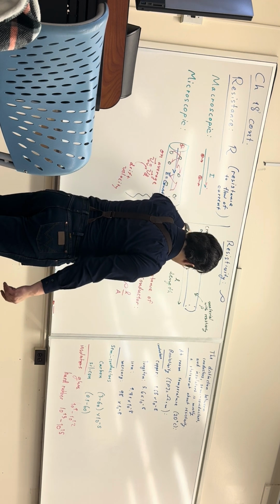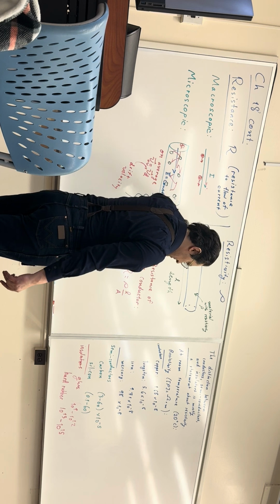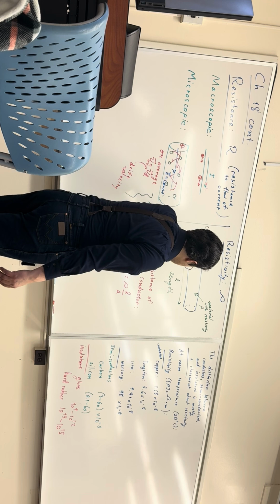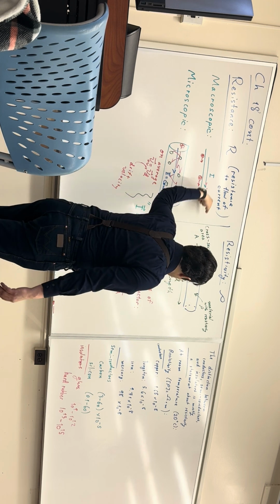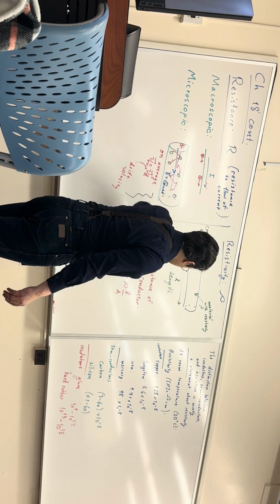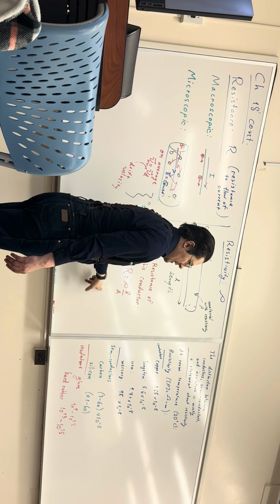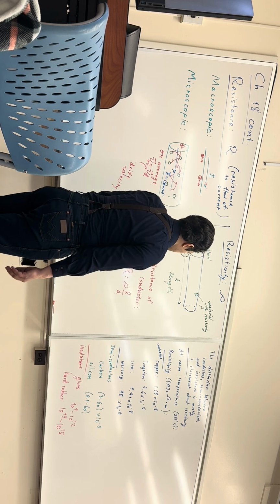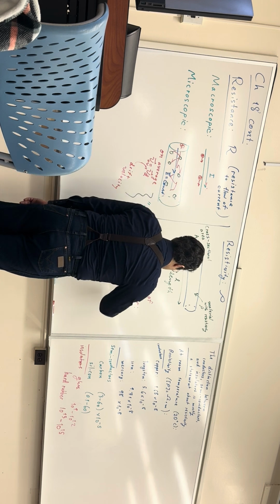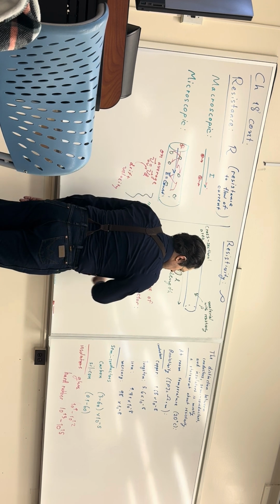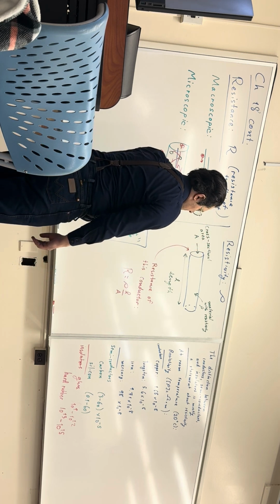The tube has a cross-sectional area A, it could be a square or something, and a length L, so that the resistance of this piece here, as stuff goes through it this way, is rho times L over A. So the resistance of the wire increases with length, decreases with cross-sectional area, and increases with the material resistivity.